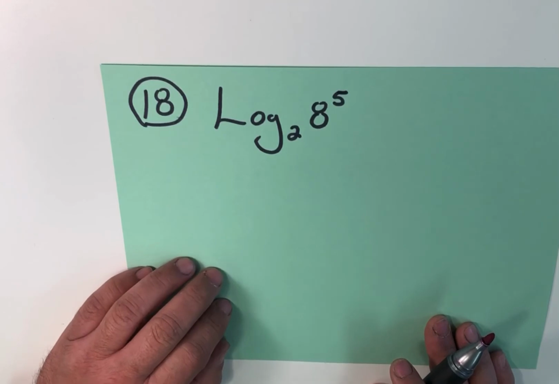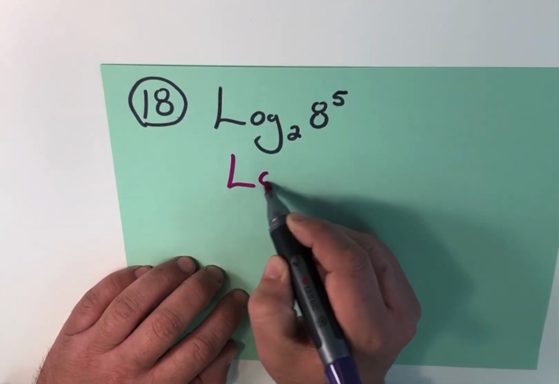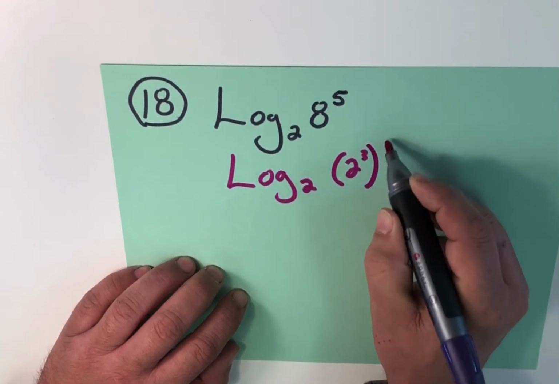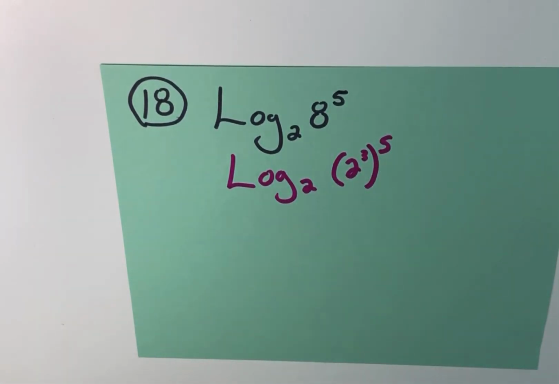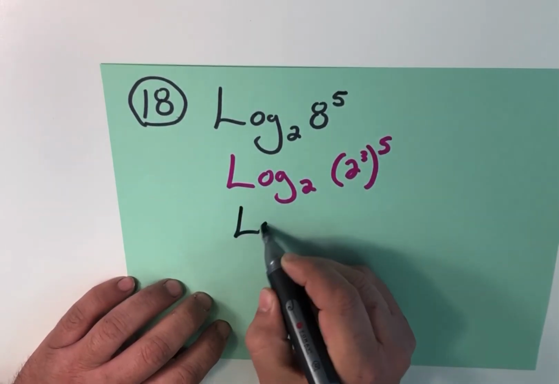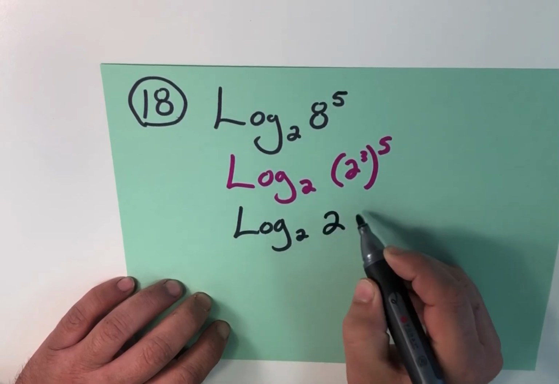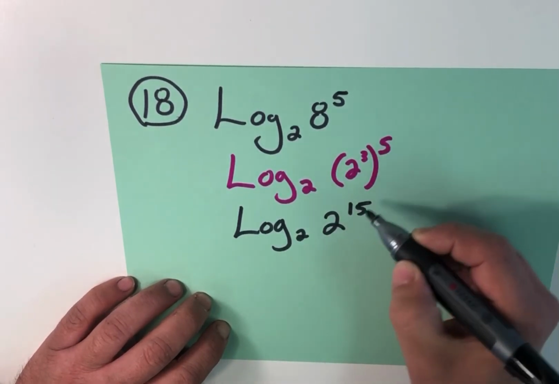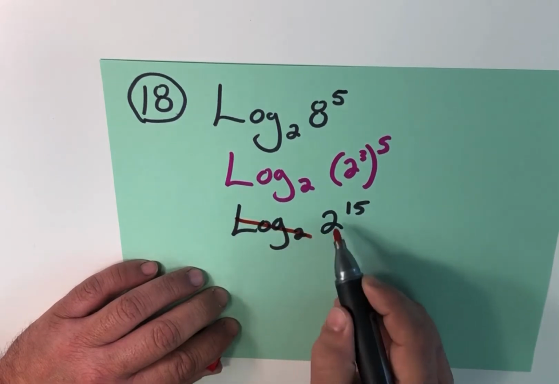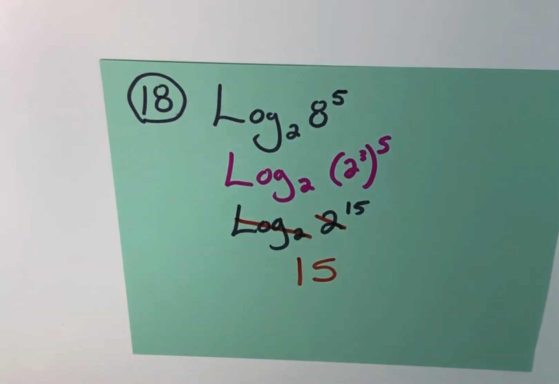So I notice that 8 is 2 cubed. So I'm going to rewrite this as log base 2 and in parentheses 2 cubed to the 5th power. 2 cubed is 8. But I know my properties and my laws of exponents, and I know that whenever you have the power rule here, I'm going to multiply. So log base 2 of 2 to the 15th, because 3 times 5 gives you the 15th. Now I notice that the base of the log and the base of the exponential are equal, so I cancel them, and the answer is 15.